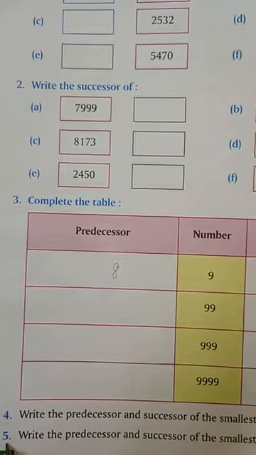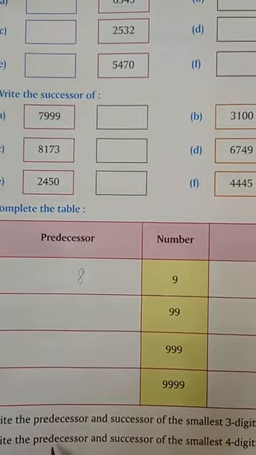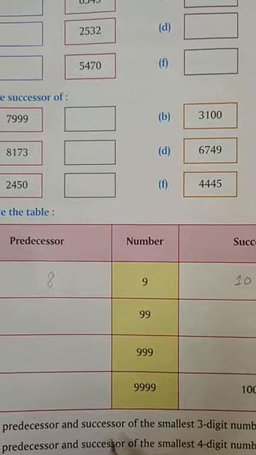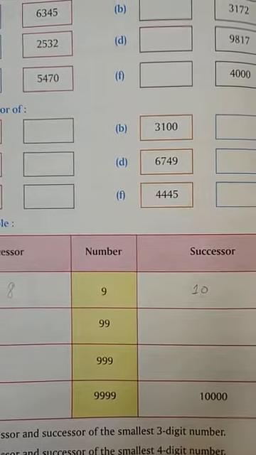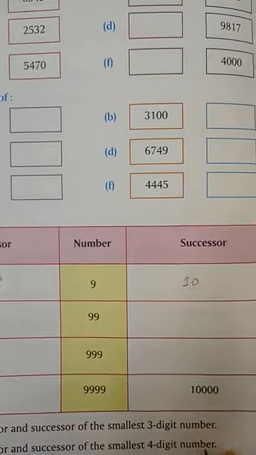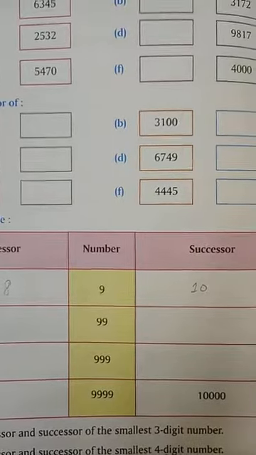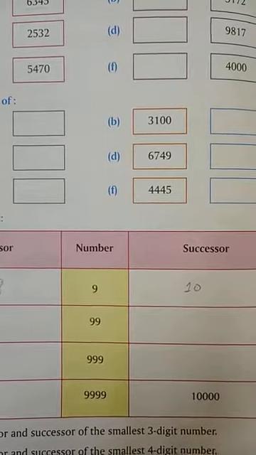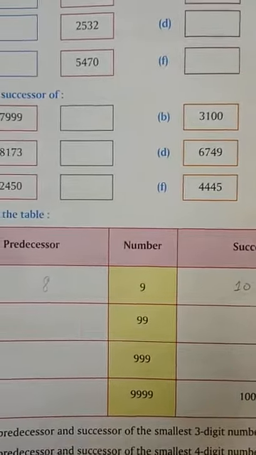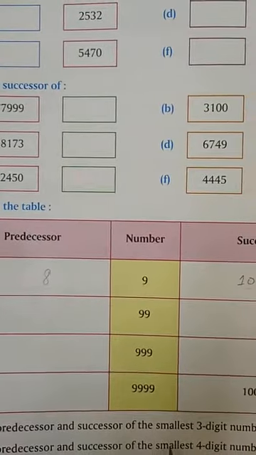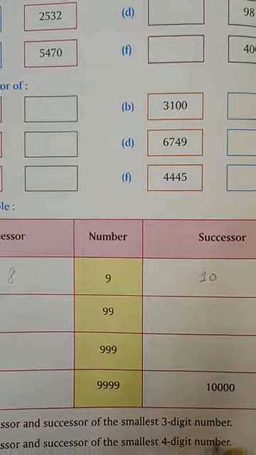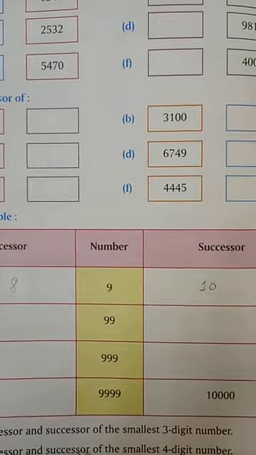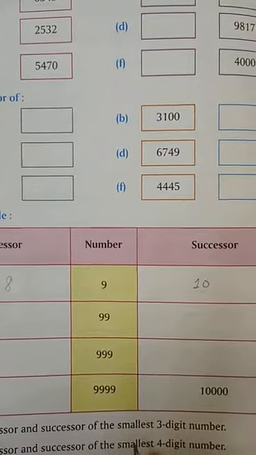In a similar way, question number 5, you have to write the predecessor and successor of the smallest 4-digit number. All of you know very well what the smallest 4-digit number is. By subtracting 1 from the smallest 4-digit number, what do you get? You get the predecessor of the given number. And by adding 1 to the smallest 4-digit number, what do you get? You get the successor of the given number.